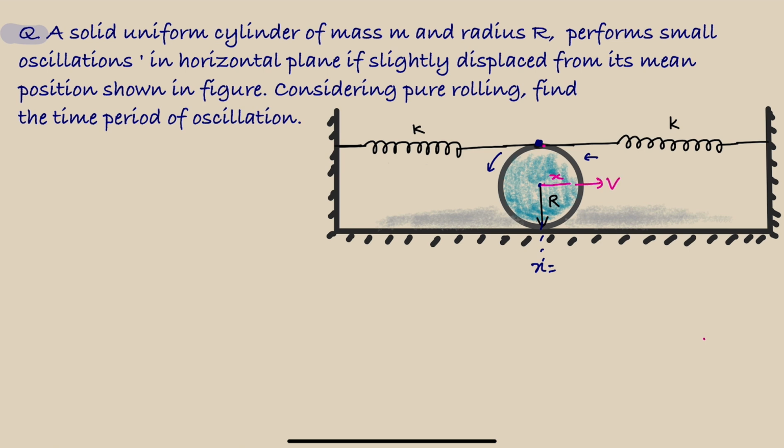And we know that in case of pure rolling, the velocity of the rim or the surface is 2v. So if the center of mass has a displacement of x, this particular point, let's say P, will have a displacement of 2x. Therefore, this particular spring shall be compressed by a distance of 2x, and this spring will be extended by a distance of 2x.